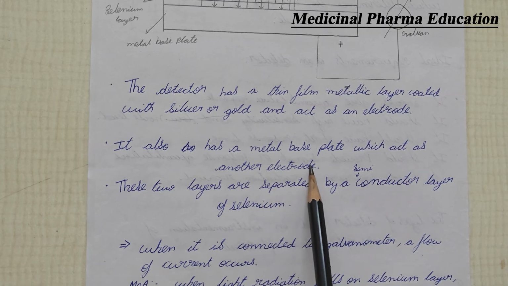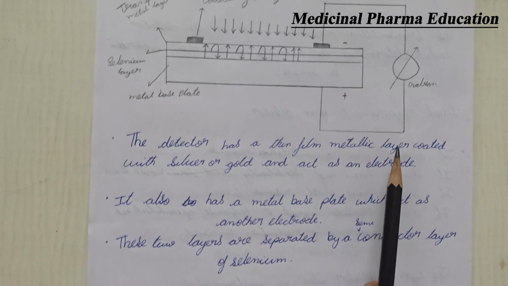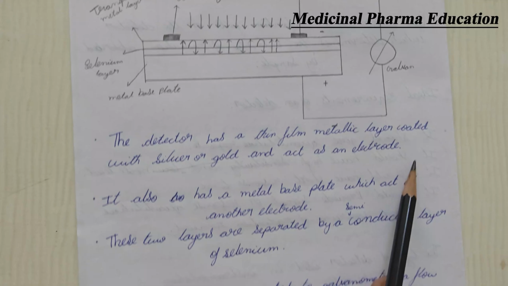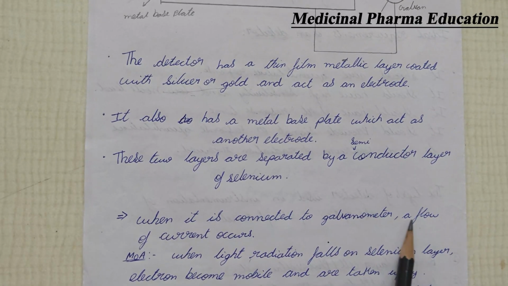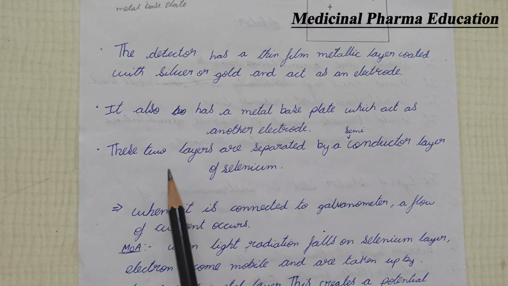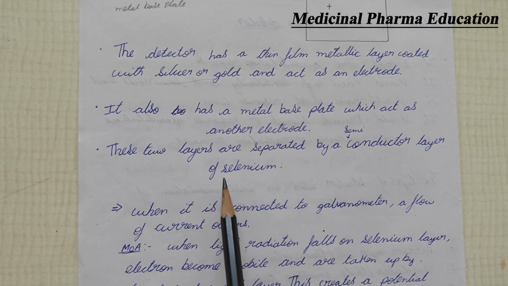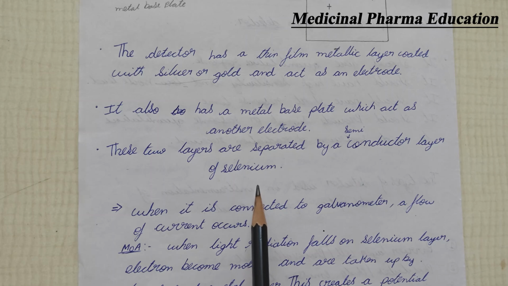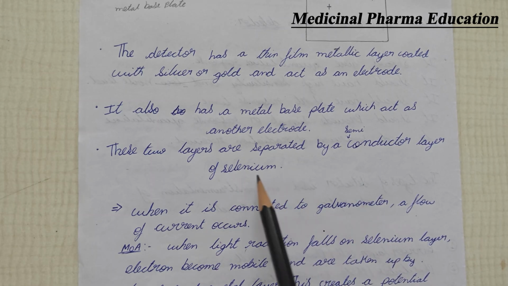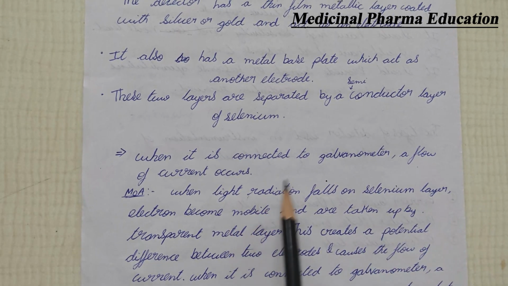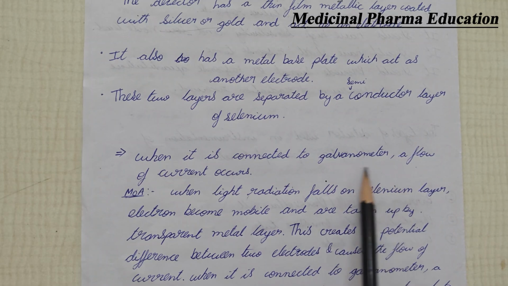which is the other electrode. This is positive and this is negative. I think I understood the two electrodes. Next, the two layers are separated by a semiconductor layer of silicon. The two layers are separated by silicon. Okay, and it is connected to a galvanometer.